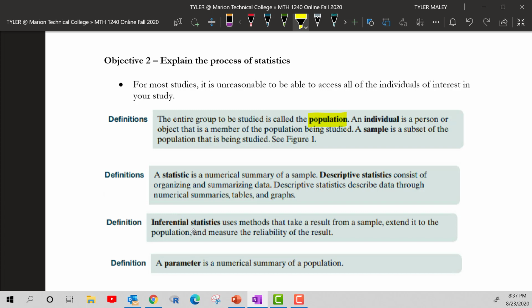So then the next term to look at is an individual, right? So an individual is a person or object that is a member of the population being studied, right?